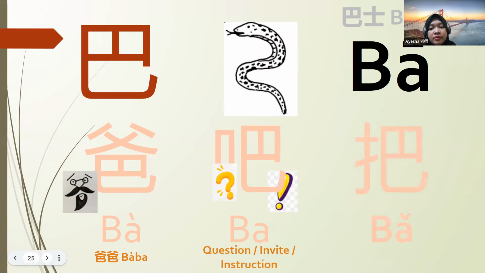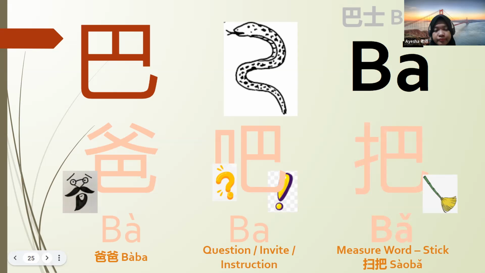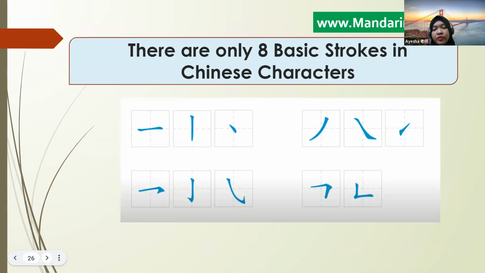And the last one is ba. Notice all of these have the same pronunciation, but a different intonation. All of them sound like ba, but with different intonations. So ba is the measure word we use to describe any kind of sticks. All right, moving on.